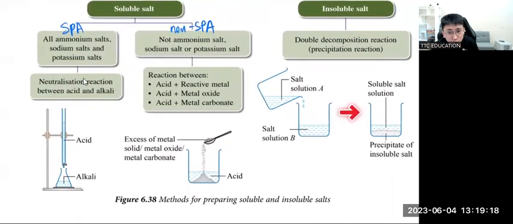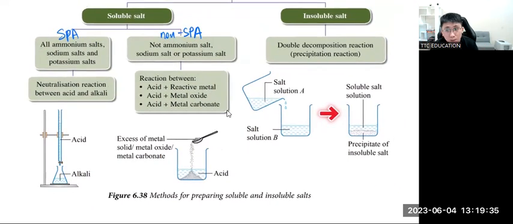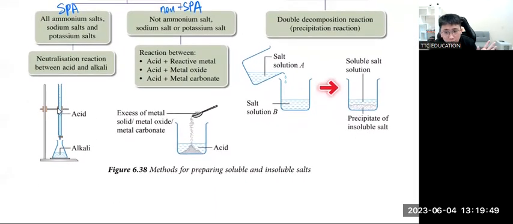So if it's neutralization, it is acid plus alkali. If it's non-SPA, there is no specific reaction name or method name, just say reaction between acid and metal, acid and metal oxide, acid and metal carbonate. But to produce an insoluble salt, there is a method name and a reaction name. The reaction name is called double decomposition reaction. The method name is called precipitation reaction. From here, we are going to use these three methods in detail.